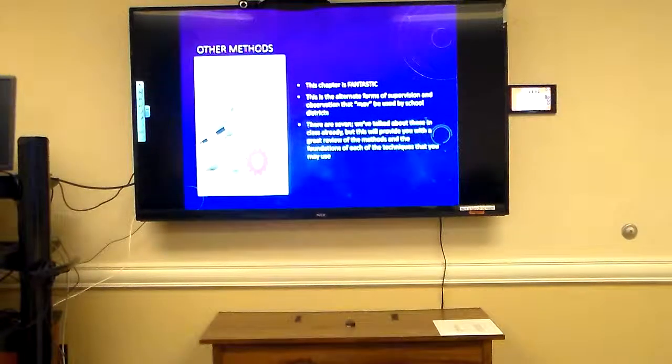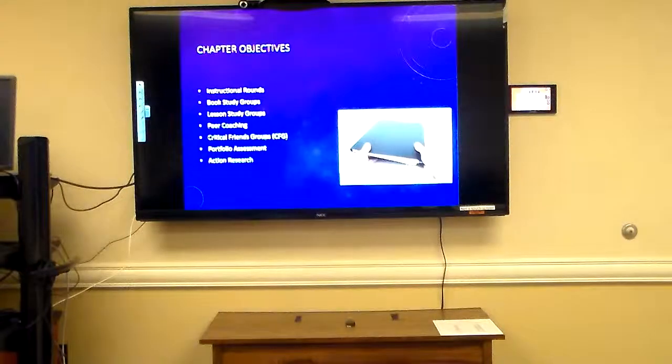It's there as a support if you've not seen these methods or if you want a quick refresher on them. There are 7, and those are the chapter objectives: instructional rounds, book study groups, lesson study groups, peer coaching, critical friends, portfolio assessment, and action research. And think about it. We've covered all of these in some form.